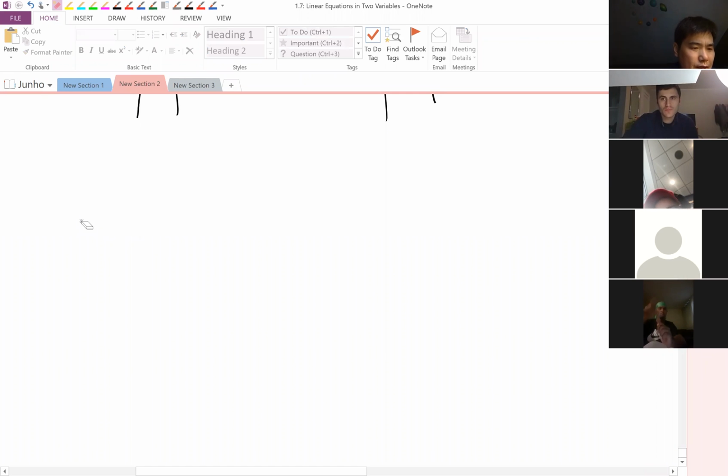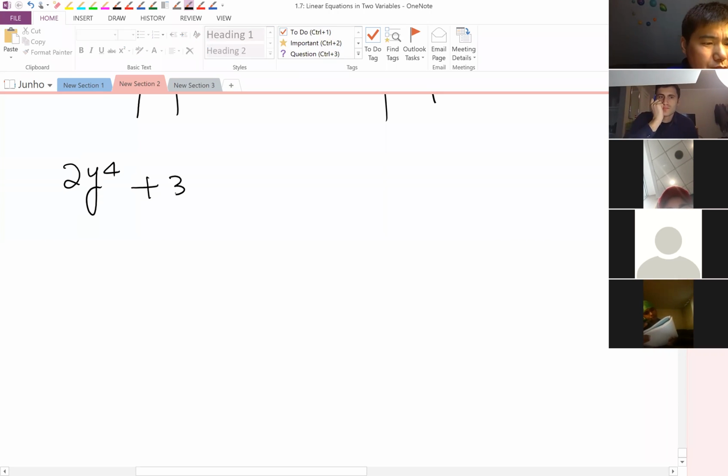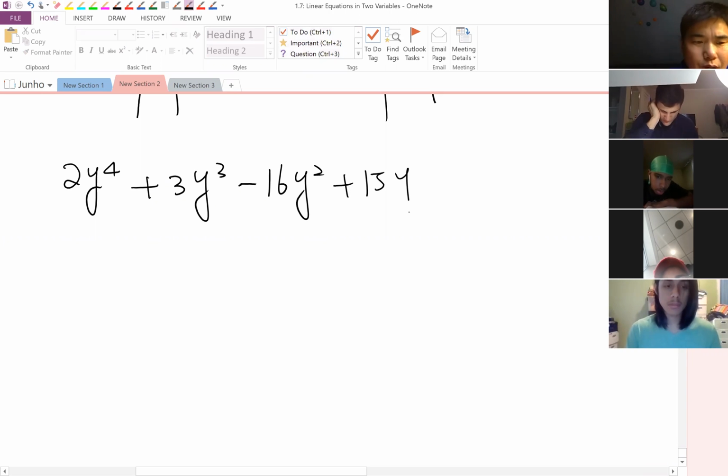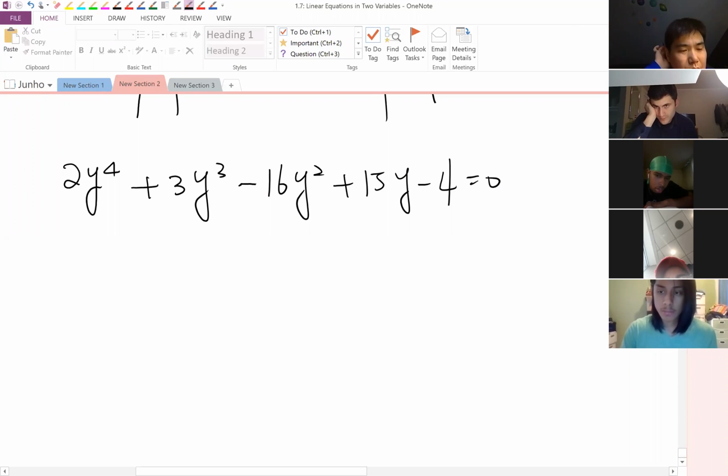So we are going over letter C together. Which is the 2y^4 plus 3y cubed minus 16y squared plus 15y minus 4 equal to 0, right? Okay. So we are to list all possible rational zeros. So what are the key values to determine possible zeros?